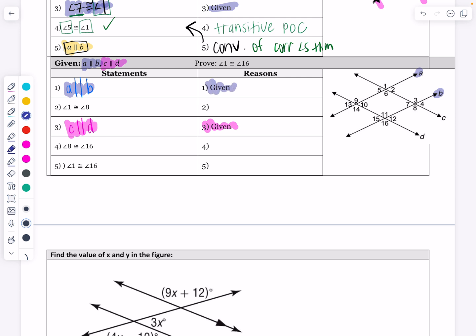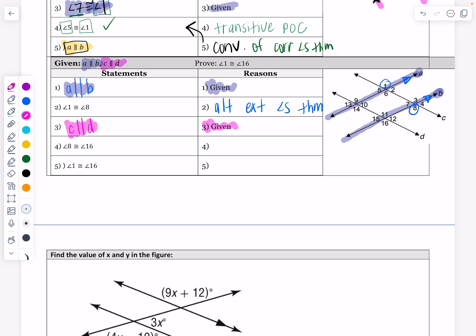Free points right there. And then under line A is parallel to B, they give us some information about line A and B. They tell us, okay, if those are parallel, then 1 must be congruent to 8. Well, what is the reason for that? What kind of angles are those around these parallel lines? Those are going to be alternate exteriors. It's going to be our alternate exterior angles theorem.